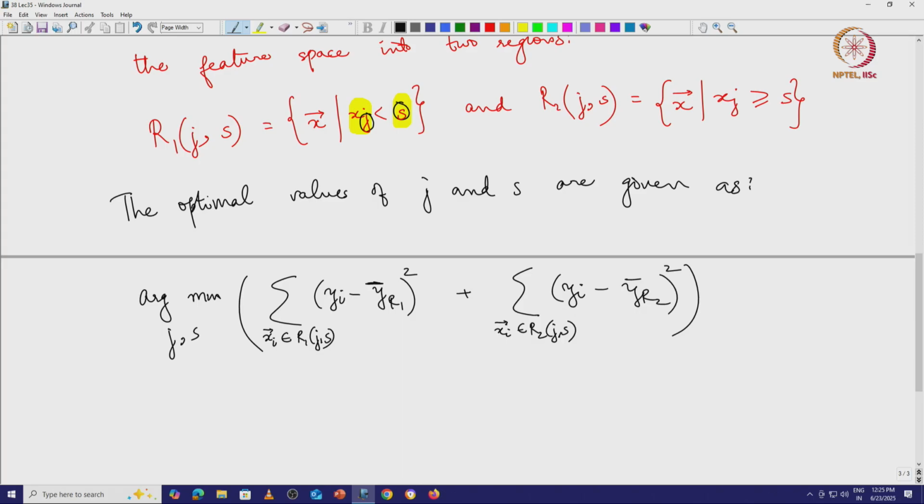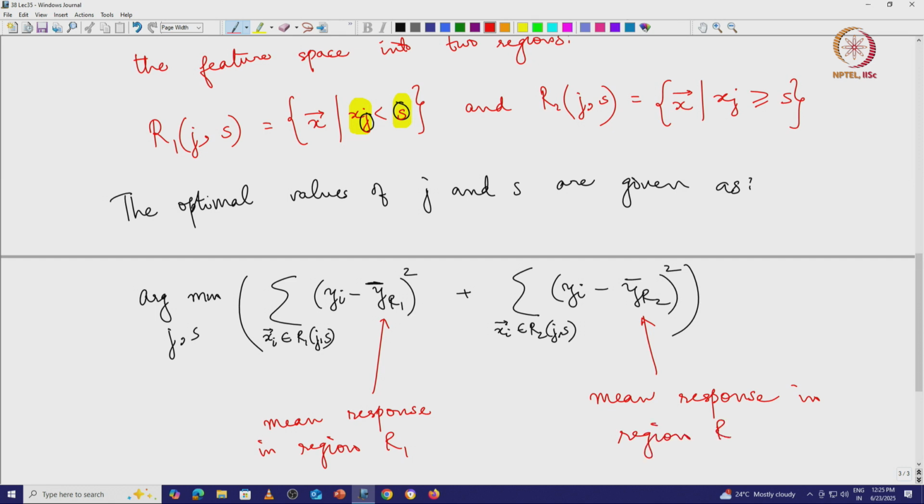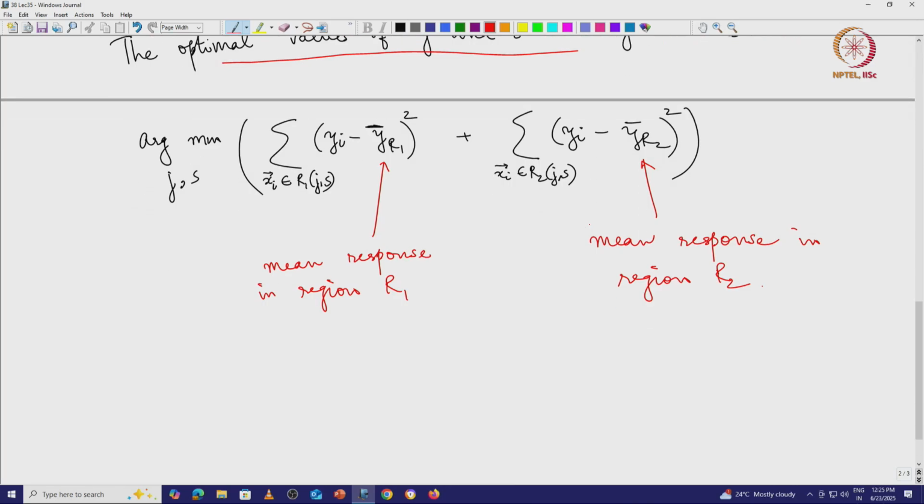So, I hope this makes sense, and this as per our notation is the mean or average response in region R1, and y bar R2 is the mean response in region R2. Okay. So, once you do this you will be able to find the optimal feature cut point combination. So, this procedure is done once, and of course, it has to be repeated on and on till you keep on growing the tree.